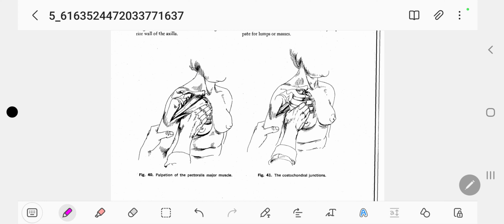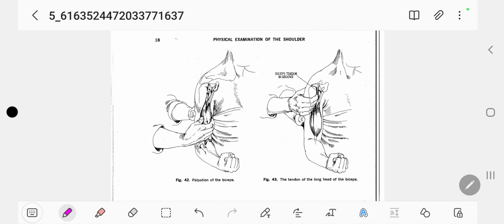Next, you have to palpate the pectoralis major muscles. It starts from the costochondral junctions. You can palpate from the clavicular head. You can palpate the lateral portion where it inserts and it forms the anterior border of the axilla. Costochondral junction, costochondritis, we can judge.